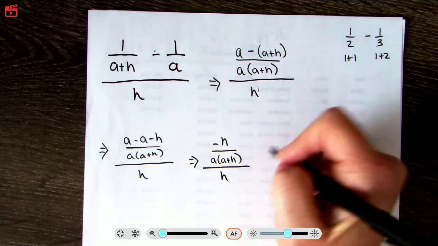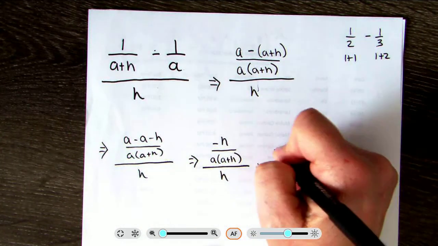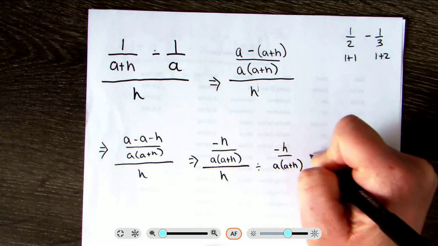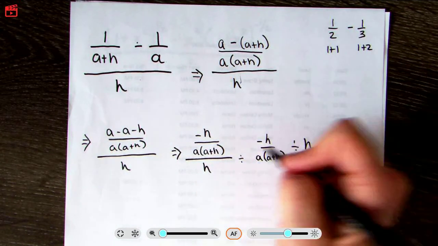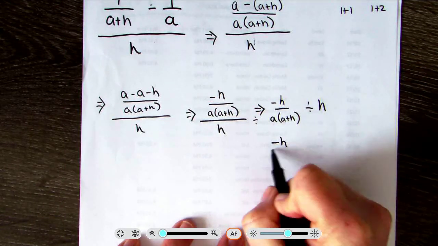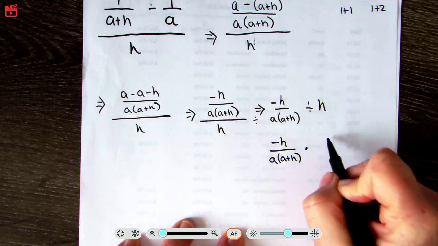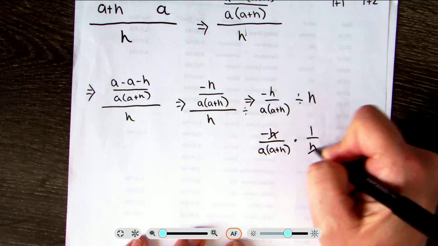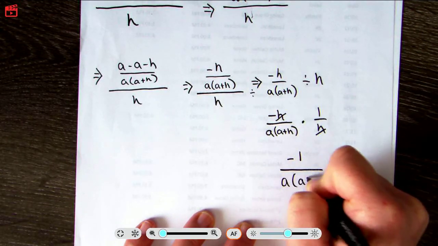Okay, this is telling us we want to divide. So we're going to divide by H. I'll rewrite this just so we can see it, divided by H. But in order to divide, we would invert and multiply times 1 over H. Now reducing, the H's are gone. I get negative 1 over A times A plus H.